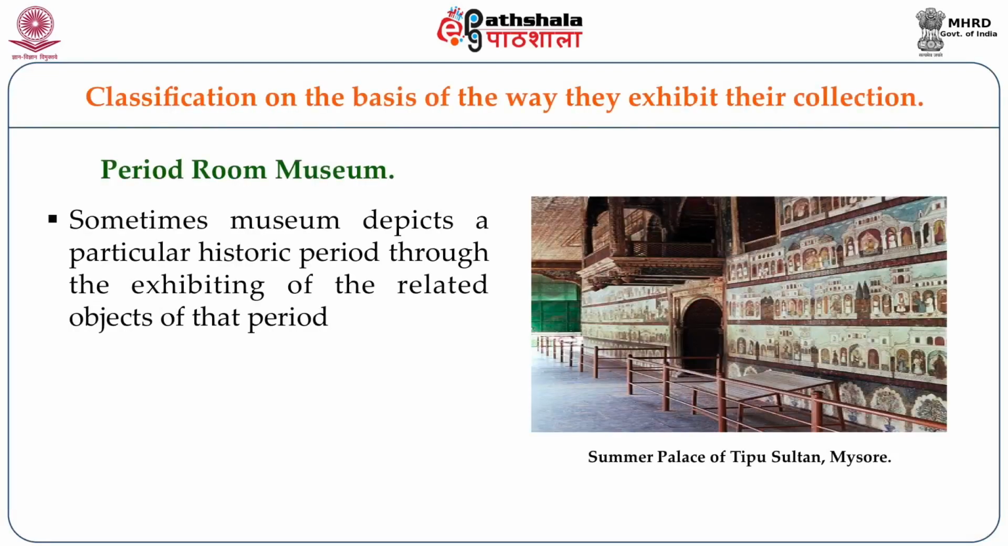There are period room museums. They represent a specific historical period only, restricted to the historical moment or period of our Indian history. Sometimes a museum depicts a particular historic period with exhibit objects related to that period, like the summer palace of Tipu Sultan. This is located in Mysore. Here we can get an idea of the period in which Tipu Sultan lived, and he stayed in that summer palace, and the events that were held during that time.